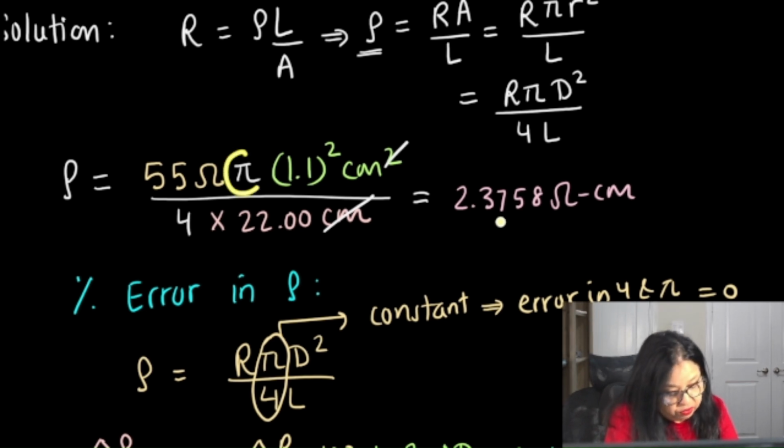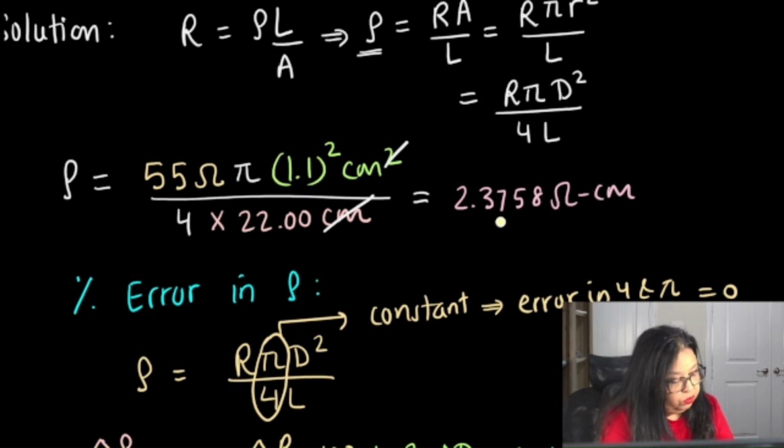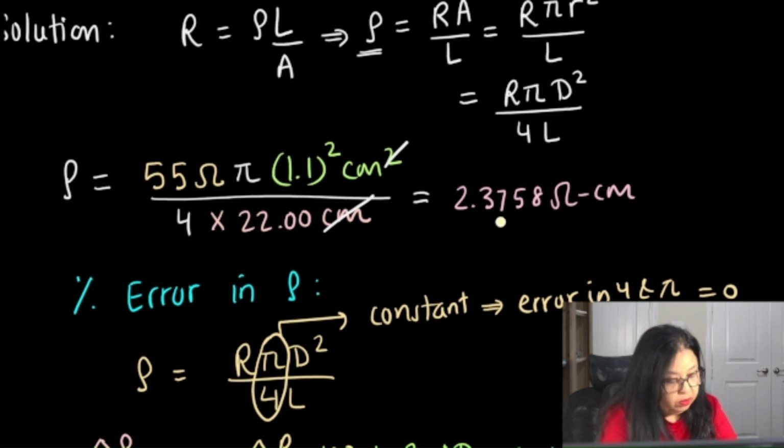For this, we are going to disregard pi and 4. Look at all the other numbers. 55, 2 sig figs. 1.1, 2 sig figs. 22.00. How many sig figs does it have? It has 4 sig figs. So the least number of sig figs are in 55 and 1.1, 2 in each. So the final answer must round off to how many sig figs? 2 sig figs. So the final answer for rho should be 2.4 ohm centimeters.